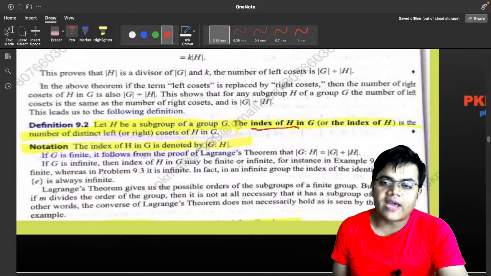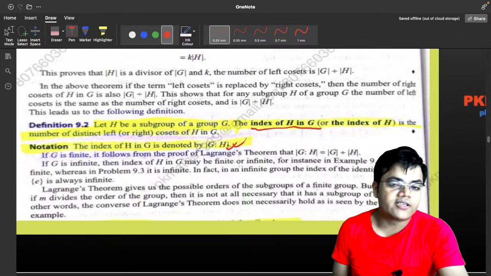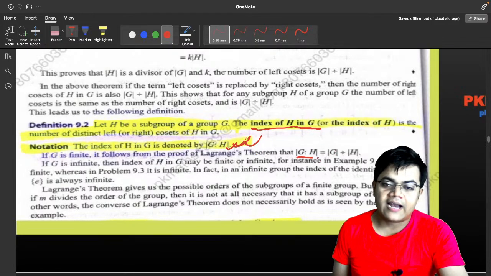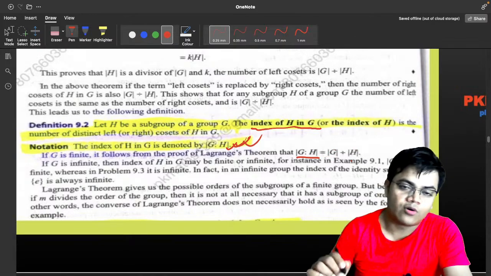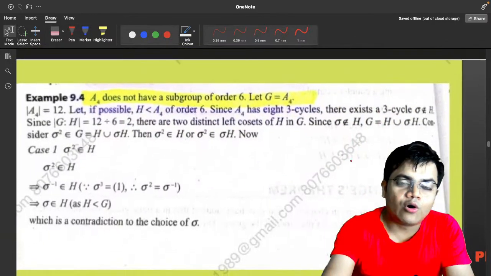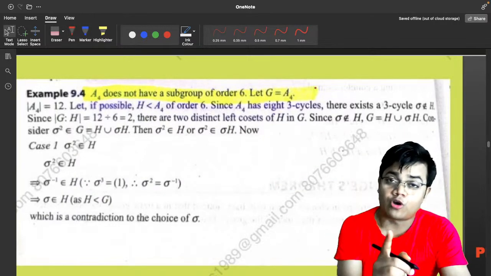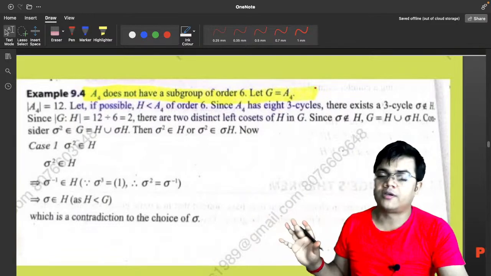And what is the index of H in G? The index of H in G is denoted by this, and this is nothing but the number of all the left cosets of H in G. You all know these notations already, and we also know the index of H in G is equal to the order of G divided by the order of H. We also know one more thing, that the converse of Lagrange's theorem is not true always.